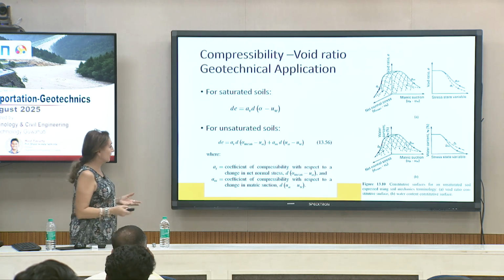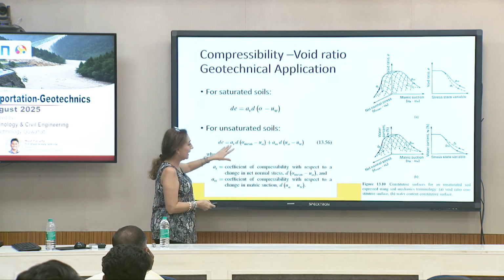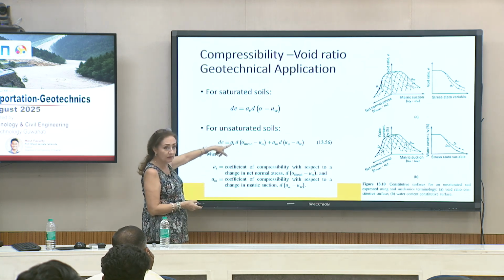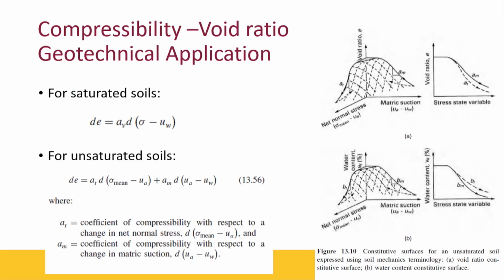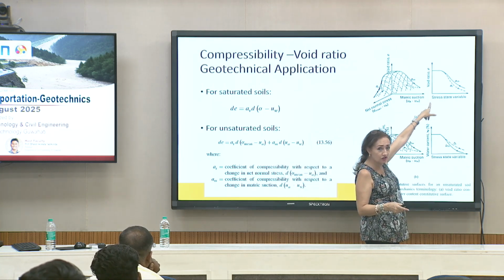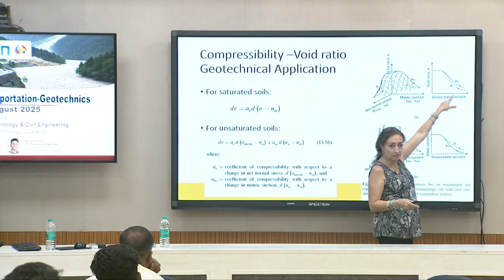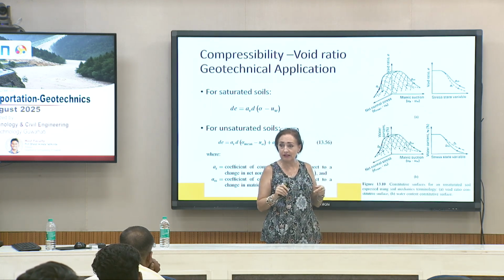When you have unsaturated soils, again, you divide the two into the net normal stress and the suction value here. And now you're going to have two compressibilities, right? The one is the coefficient of compressibility with respect to the change in net normal stress, A sub T, and the other one is A sub M, which is the coefficient of compressibility with respect to the change in matric suction. So that was the plot that Professor Fredlund was doing here. That was the change in void ratio versus the stress state variable. They're going to be looking like that, okay? One goes independent of the other one, right?